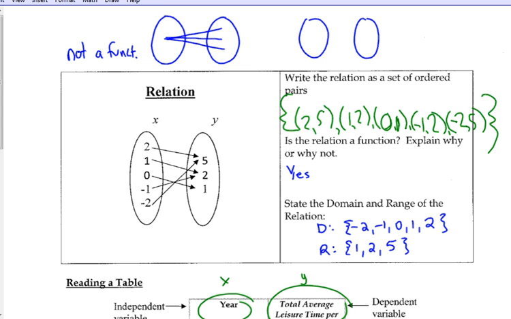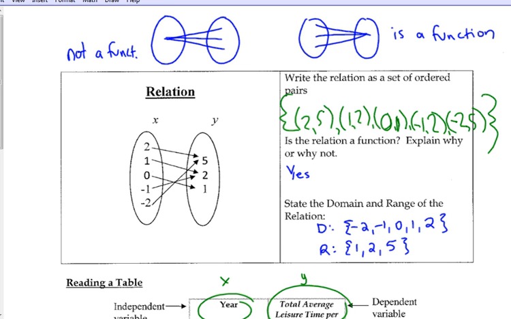However, if 3 different x's have the same y, as long as each x has only one output, that is a function. Remember, the definition of a function is each x has only one y. Each x. The different x's could share the same y value. It's just that each x has only one y. Each x, only one output.